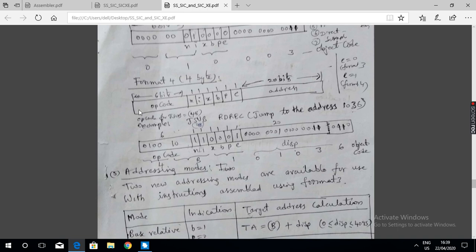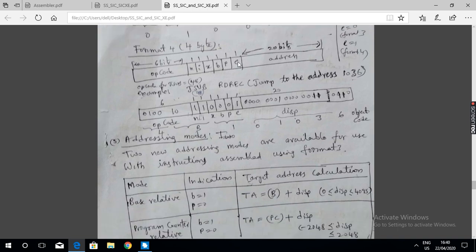In a format 4 instruction, 6 bits are reserved for opcode, the next 5 bits for addressing mode, and the next bit is reserved to specify a format 4 instruction. So 6 plus 6 is 12, plus the remaining 20 bits. These 20 bits are reserved for the address. E is equal to 0 for format 3 and E is equal to 1 for a format 4 instruction.